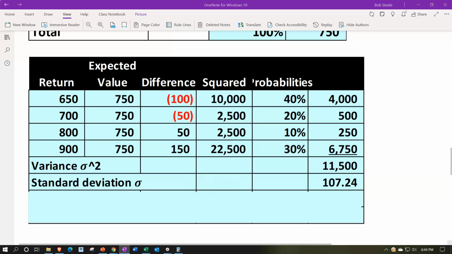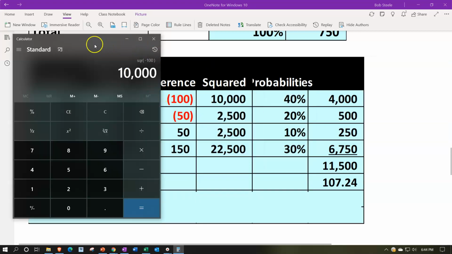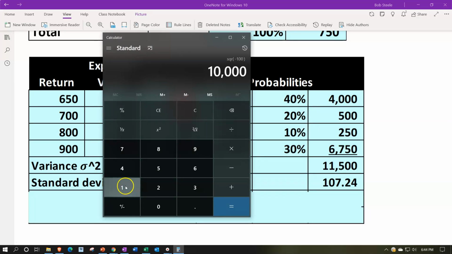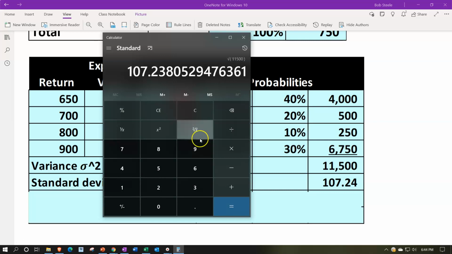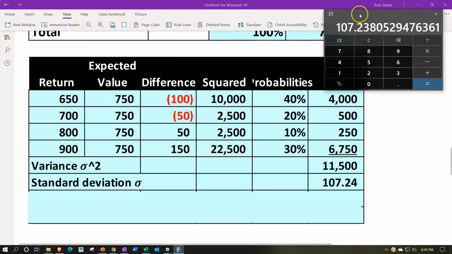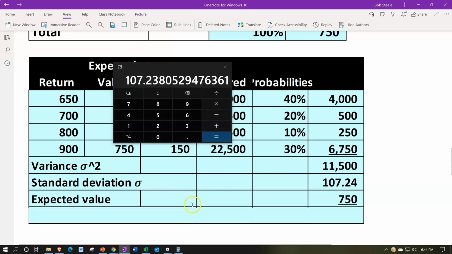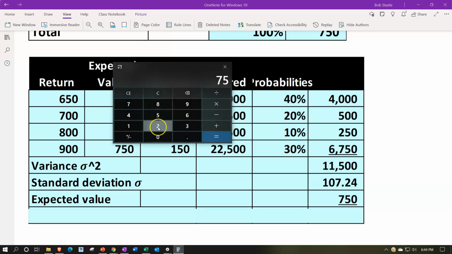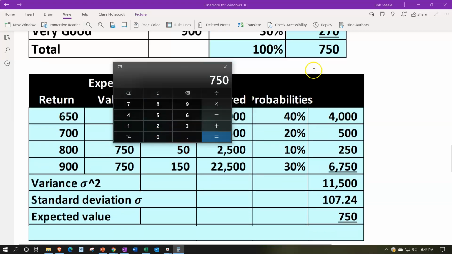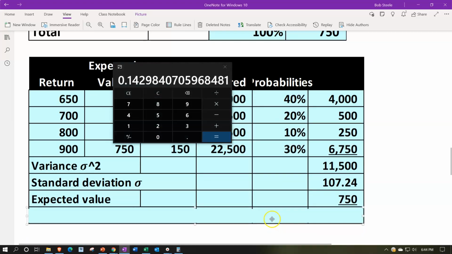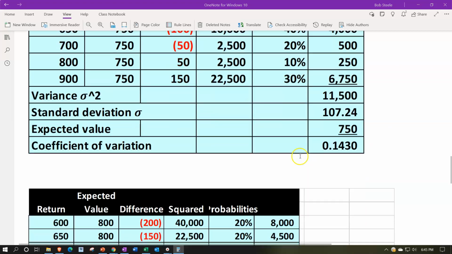So we typically take the standard deviation, that is. And so we're going to take the 11,500, and then take the square root to give us the standard deviation of 107.24. Comparing that then to the expected value, which you could think of as the mean or average, divided by the 750. That 750 is what we calculated up top here. And there it is. We get the coefficient of variation, 0.1430 about. And you could represent that as a percent or a decimal.